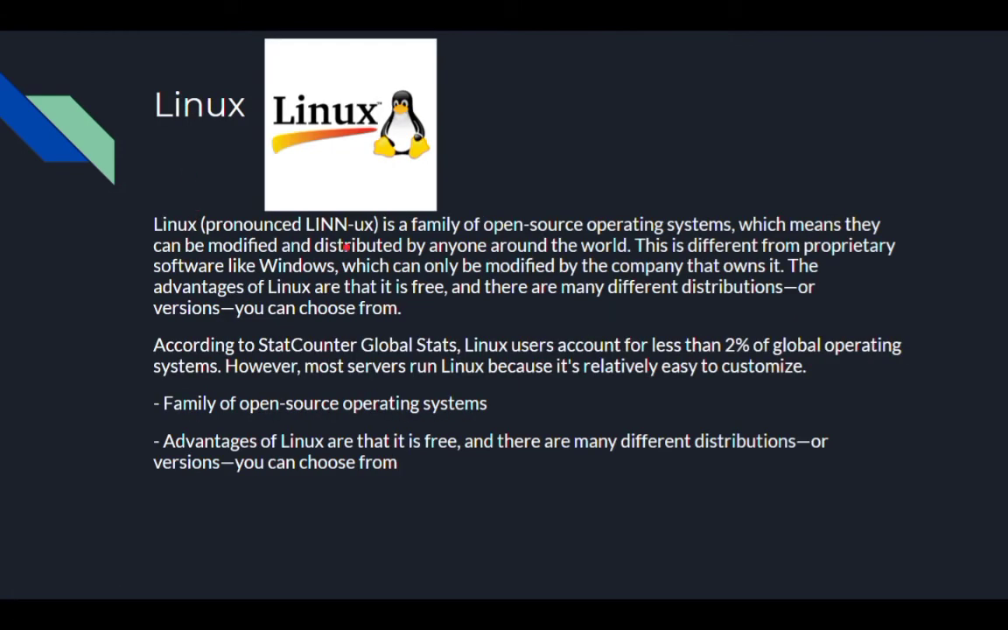Linux. Linux is a family of open source operating system, which means they can be modified and distributed by anyone around the world. This is different from a proprietary software like Windows, which can only be modified by the company that owns it. The advantages of Linux are that it is free and there are many different distributions or versions you can choose from. According to StatCounter Global Stats, Linux users account for less than 2% of global operating system. However, most servers run Linux because it's relatively easy to customize.